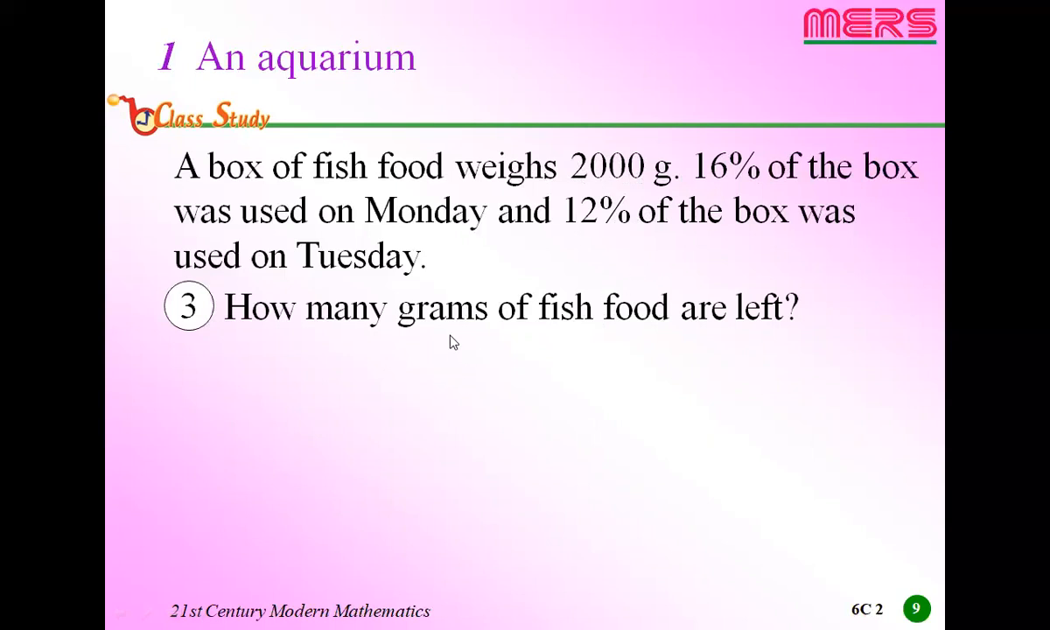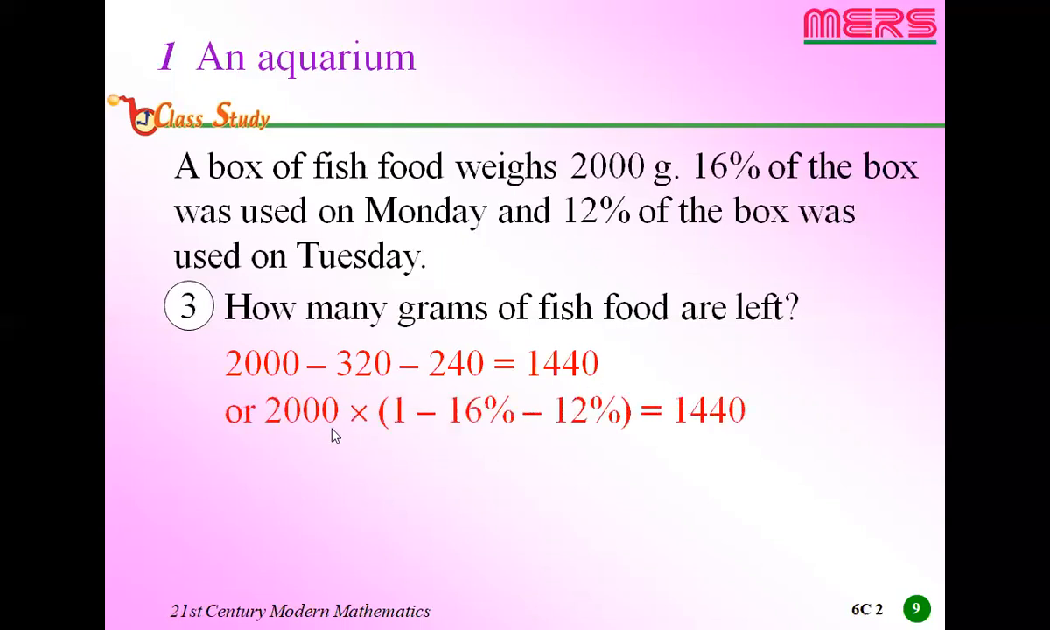Or you can use the easier method, because we found the amount of fish food we used on Monday in question 1, and we found the amount we used on Tuesday in question 2. So we can basically use 2,000 minus those two numbers. So first method, the easy one: use 2,000 minus those two numbers and it will become 1,440. Or the second method, 2,000 times the percentage of fish food left, which is 1 minus 16% minus 12%. Okay? Make sure you understand both methods.